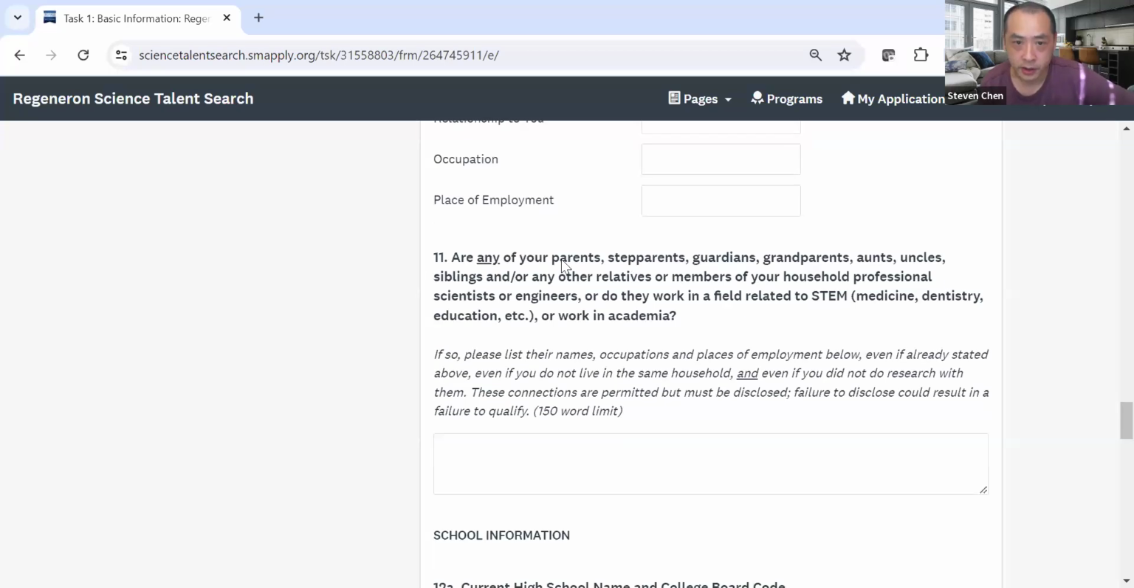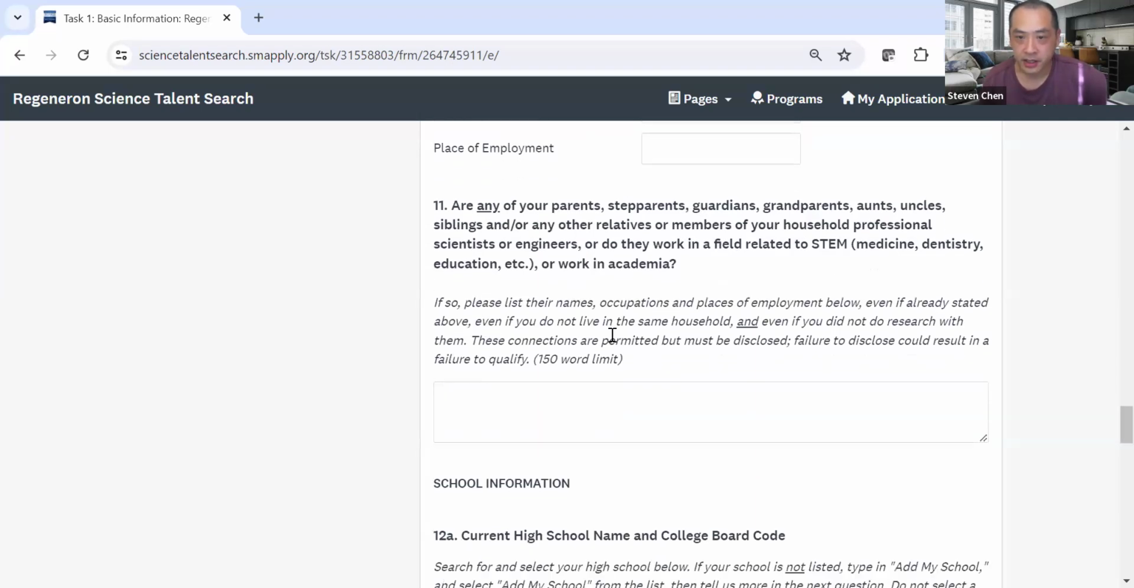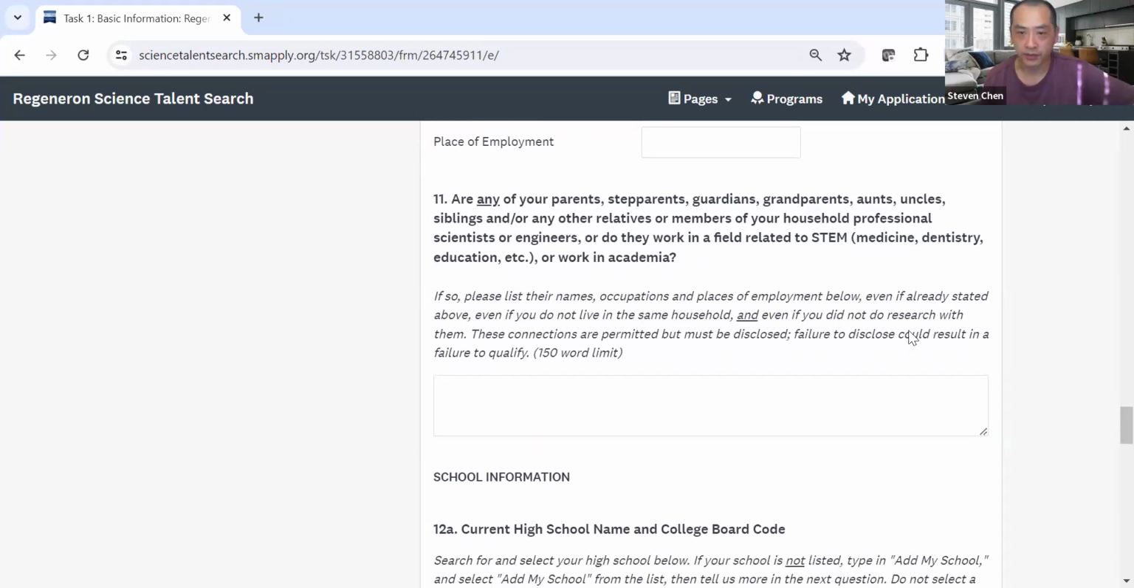So you see here, it asks you to explain whether some people who are close to you, like your immediate relatives or other family members, are doing work related to STEM. Again, this is something they want to understand to see whether you did something independently. Sounds good? Okay.